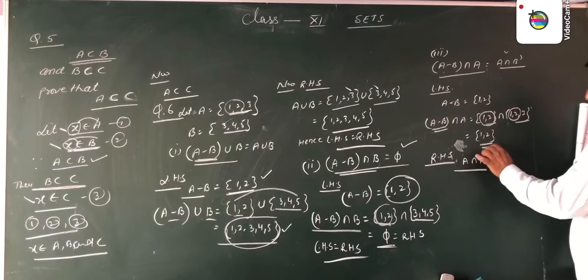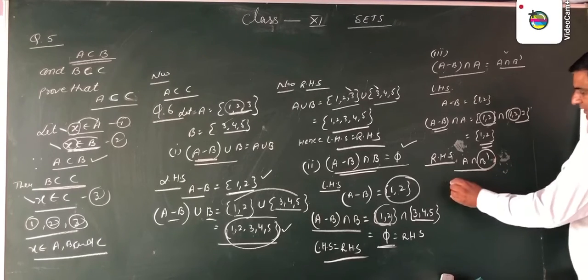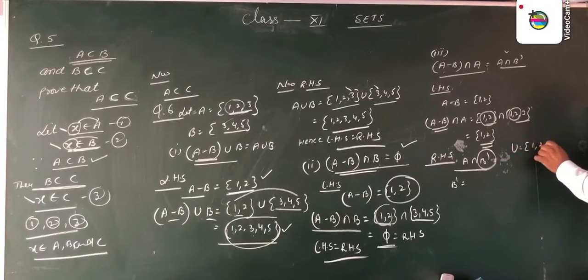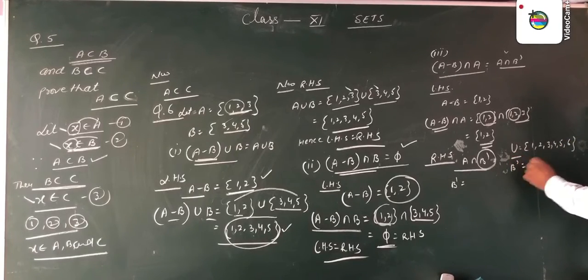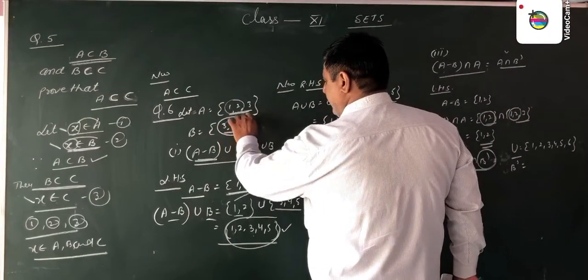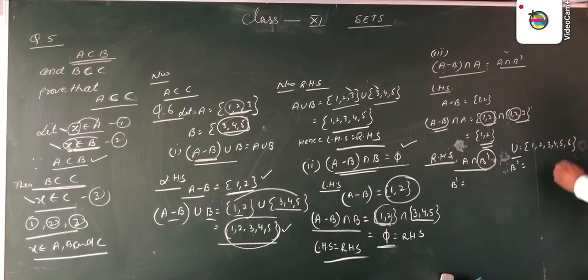First of all we find B dash. B dash is the complement of this set. Here we take U as the set {1, 2, 3, 4, 5, 6}. Now we find B dash. In this example, the elements 3, 4, 5 are in B. So we leave these elements 3, 4, 5, and the other elements of U become B dash. The other elements are 1, 2 and 6. This is your B dash.